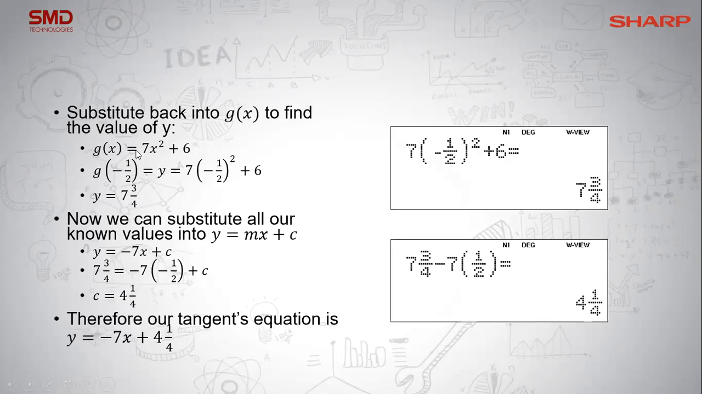So once we have all of those values, we can put, sorry, I say type, you can substitute them into your straight line graph. So we have 7 3/4 is equal to negative 7 times minus a half plus c, and that will give us 4 1/4. So our final equation for the tangent is y equals negative 7x plus 4 1/4.